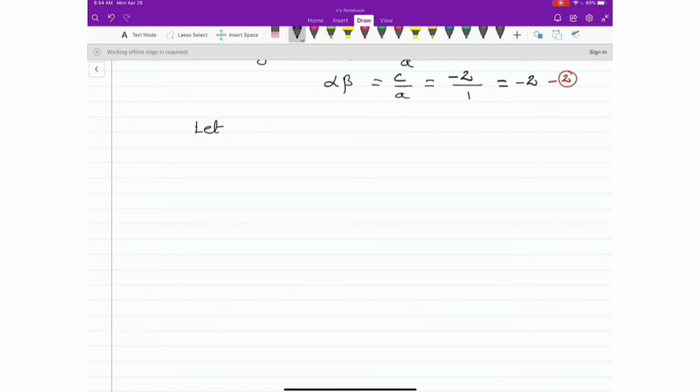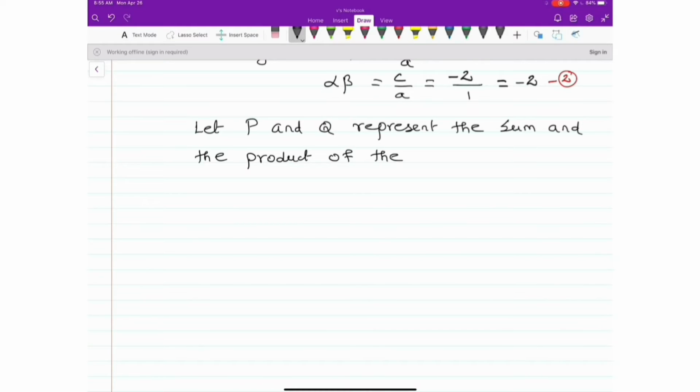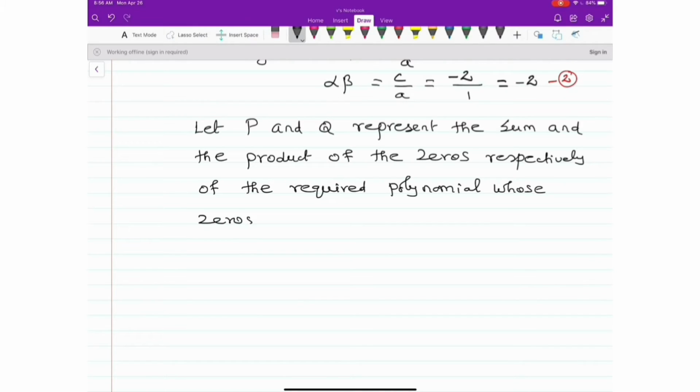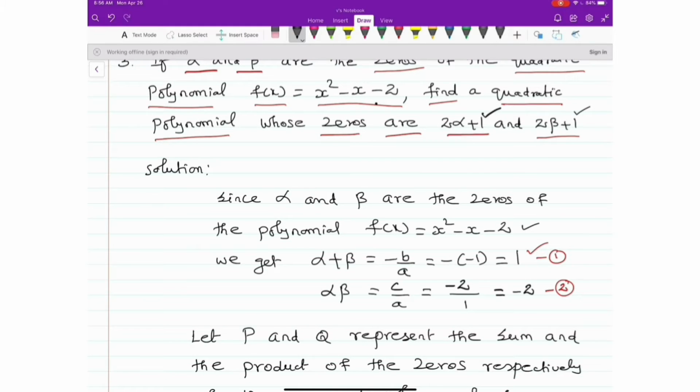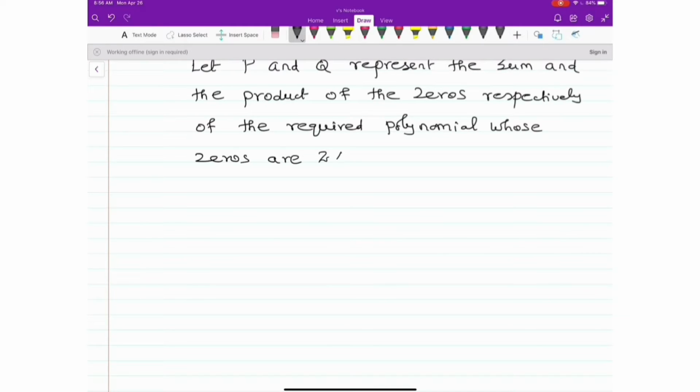Let P and Q represent the sum and the product of the zeros respectively of the required polynomial whose zeros are, see, they are 2 alpha plus 1 and 2 beta plus 1.